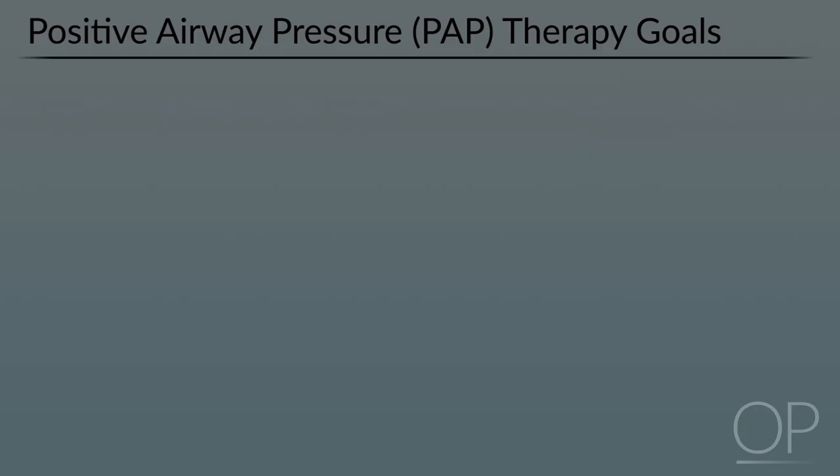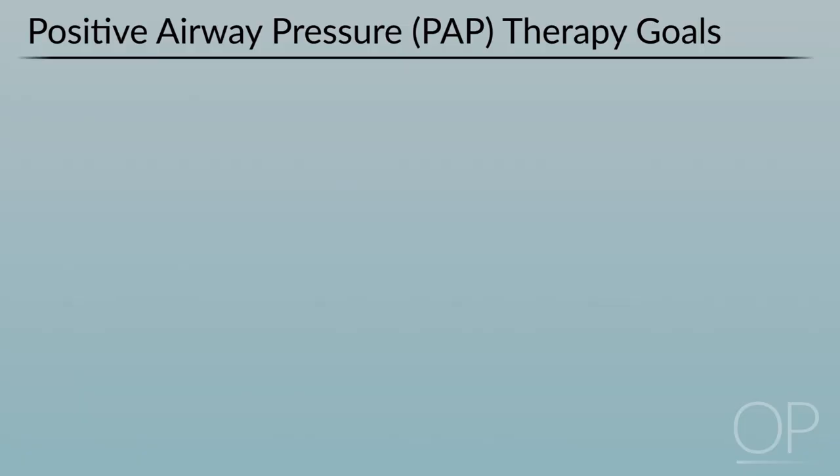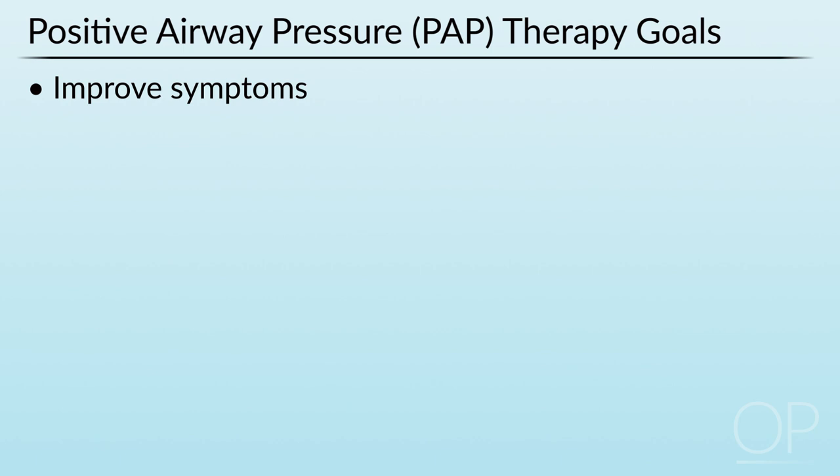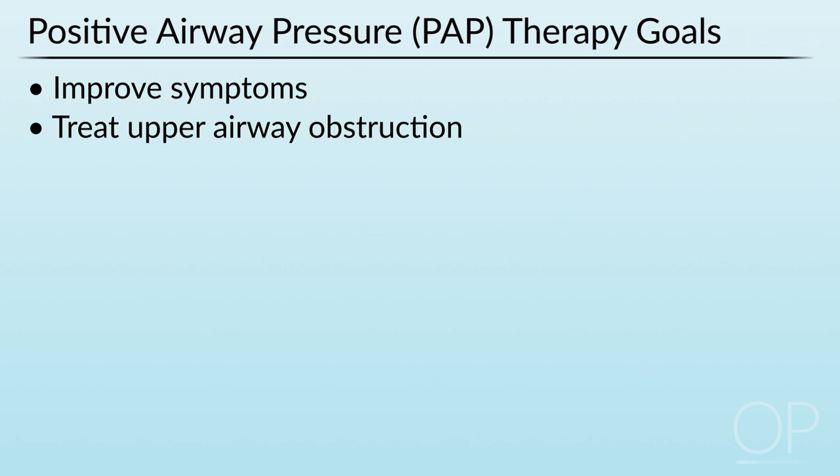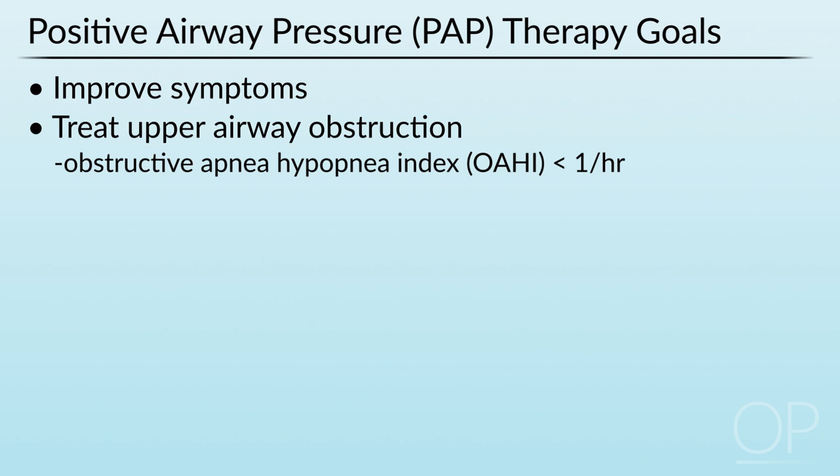So what is the goal of positive pressure therapy? First, to improve the symptoms. If somebody is symptomatic because of the disordered breathing during sleep, you want to help them. Then you want to treat the upper airway obstruction. That means if you're doing a sleep study, you want to make sure that their obstructive sleep apnea index is less than 1 per hour.